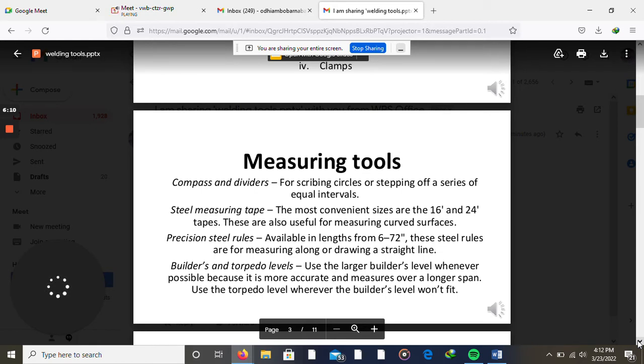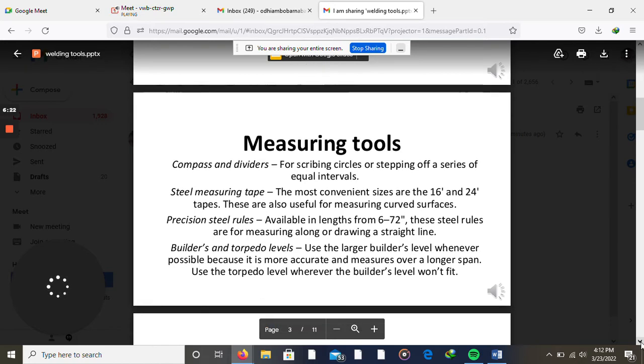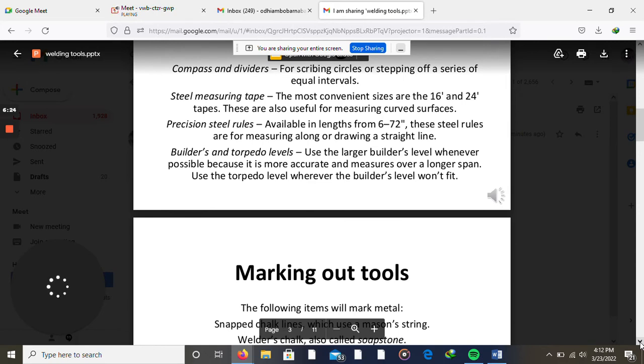Then we have precision steel rules. They are available in lengths from 6 to 72 inches. These steel rules are for measuring along or drawing a straight line. We also have builders and torpedo levels. Videlis, can you read for us the builders and torpedo levels? What are the functions?